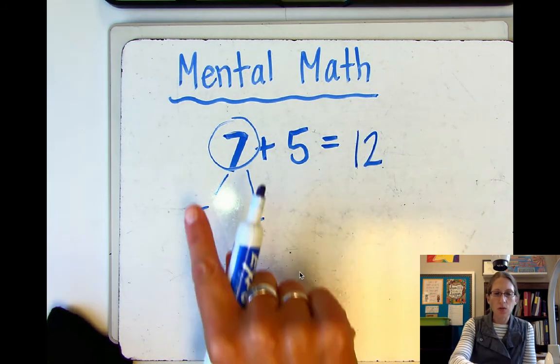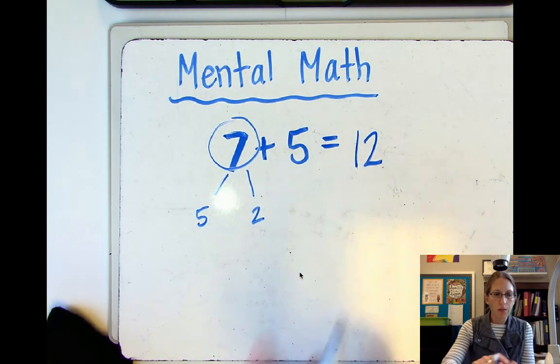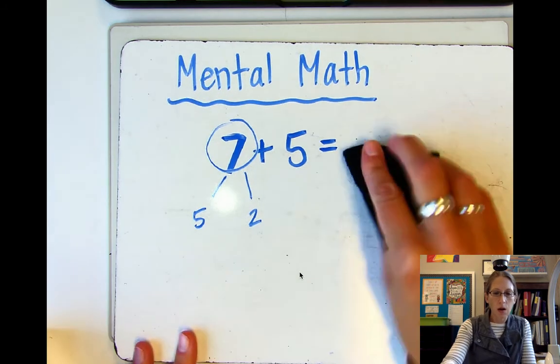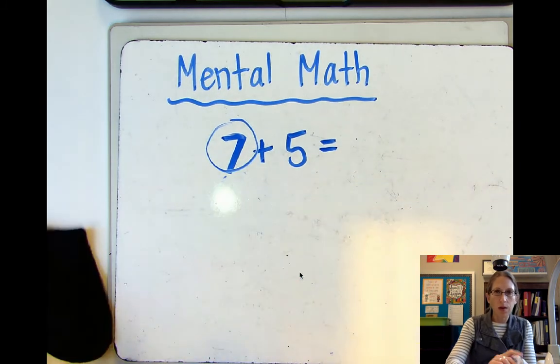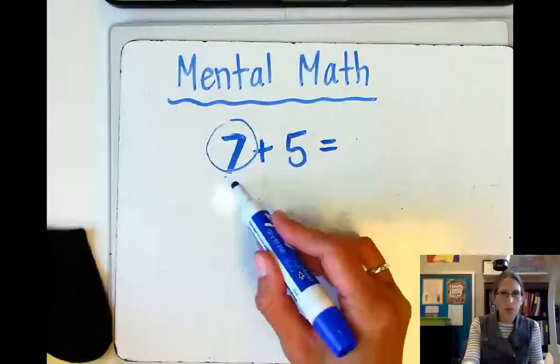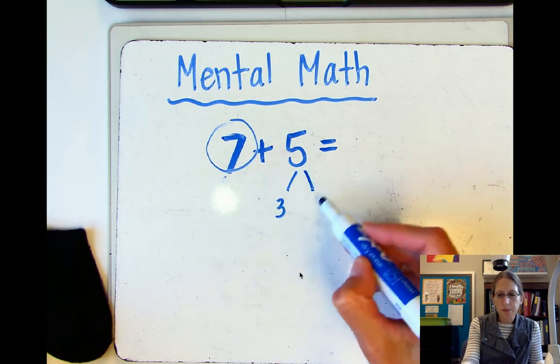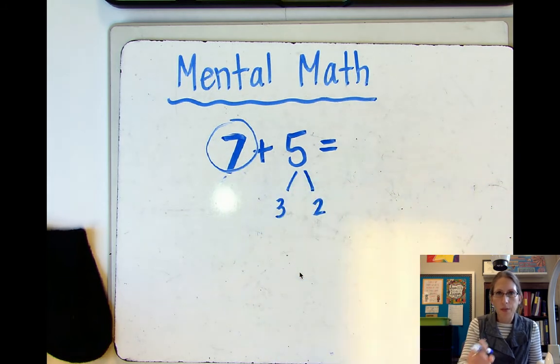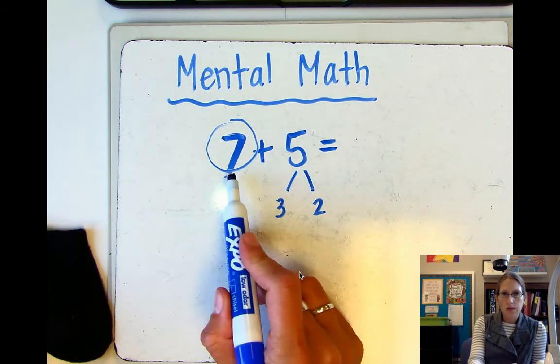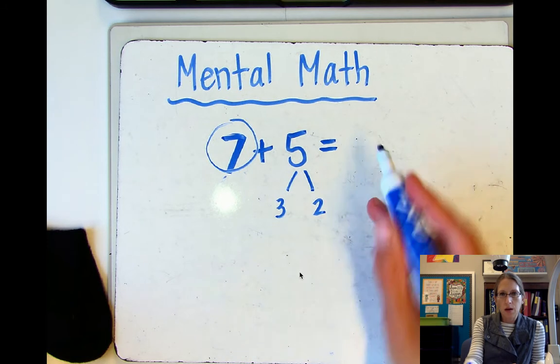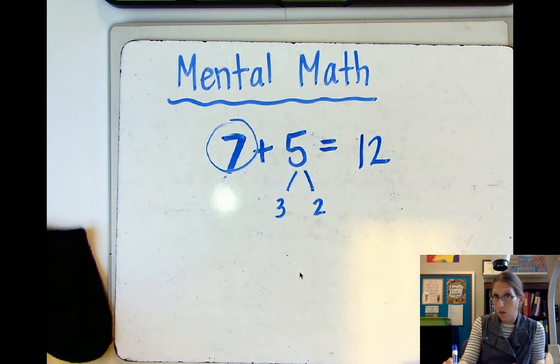Okay, that's one way to do it. Some of you, when you see 7 plus 5, you might think about, oh, I just grab 3 from over here. So instead of breaking apart the 7, I like to kind of break apart the 5. And then I see 7 plus 3 makes 10, and then 2 more is 12.